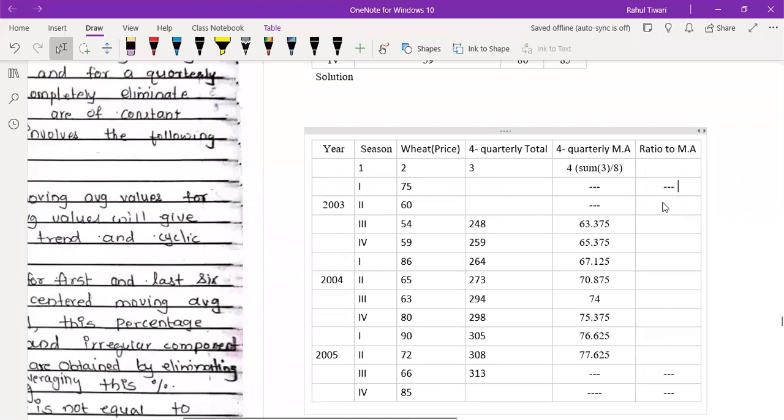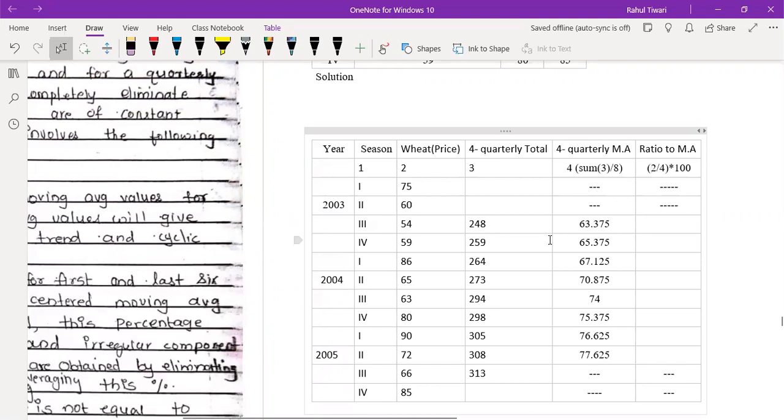Yes, sir. Everybody getting the same answer? Now, how to obtain the ratio to moving average? Ratio to moving average can be obtained as column number 2 divided by column number 4, that is the moving average, multiplied by 100. See that? Column number 2 divided by column number 4 multiplied by 100.